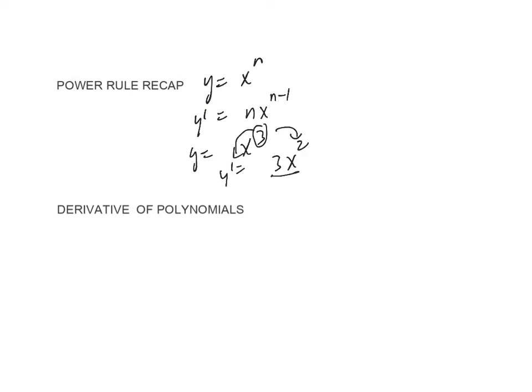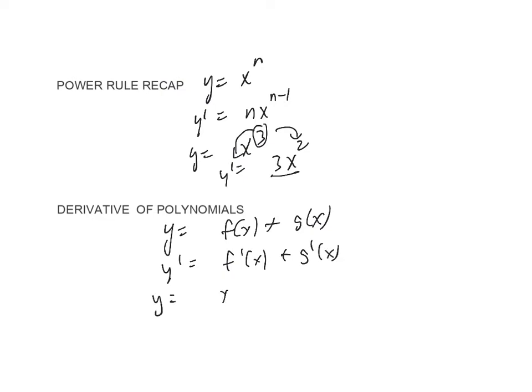Also in the last lesson, we learned that we can combine different functions together. So what I mean by that, if you have a function such as f of x plus g of x, to find the derivative, you have f prime x plus g prime x. So if I give you an example, you have x squared plus x cubed. If you want to find the derivative of this, you do the same thing. You use power rule on the individual pieces.